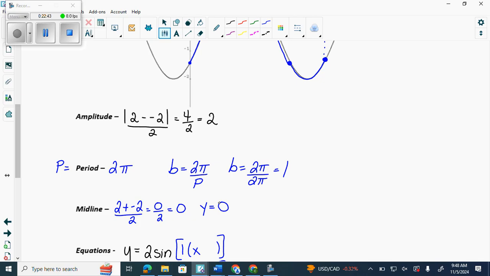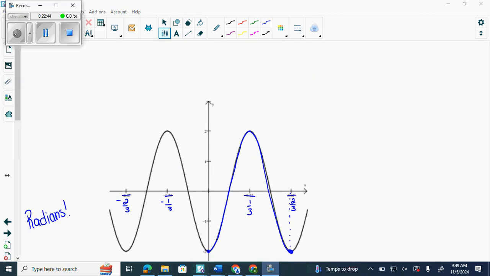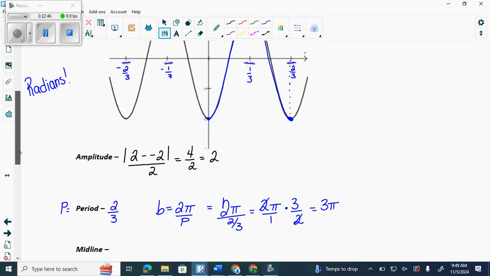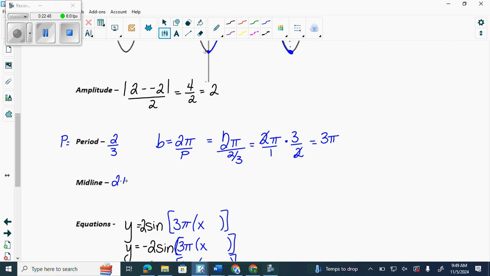Flip it over to the other 3. So the midline for this one is between 2 and negative 2. We do 2 plus negative 2 divided by 2, 0 divided by 2, which is 0. Make sure you have y equals 0.